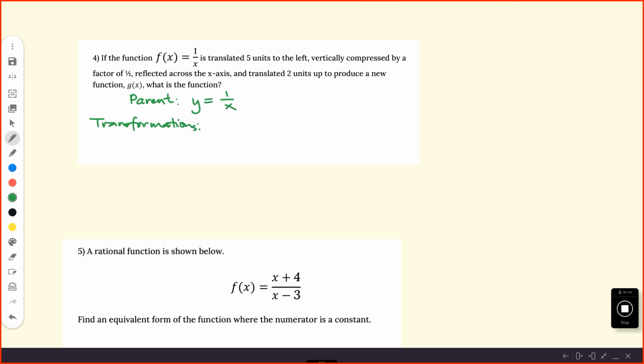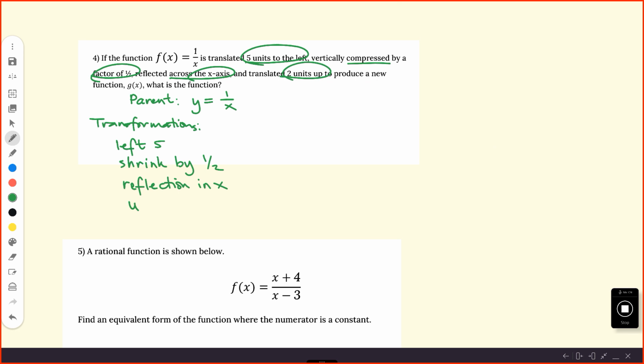All right, so 5 units to the left, that means one of the transformations is left 5. And then compressed by a factor of 1/2. So we say compressed by 1/2 or shrunk by 1/2. And then reflection across the x. We say flipped over x or reflection in x. And then we have 2 units up, or we can say up 2. And so we have all the 4 transformations, right? We're going to use this to write our new function.